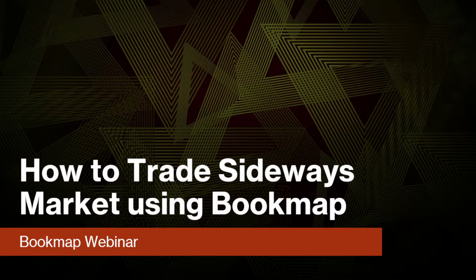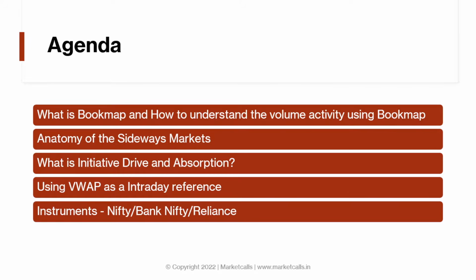And in today's session, particularly, we're going to learn about how to trade sideways market using Bookmap. Very apt session for the current market scenario. And in today's agenda, we're going to talk about what is Bookmap, how to understand the volume activity using Bookmap. Particularly, we're going to learn about liquidity and volume. What is the difference between liquidity and volume? And anatomy of the sideways markets.